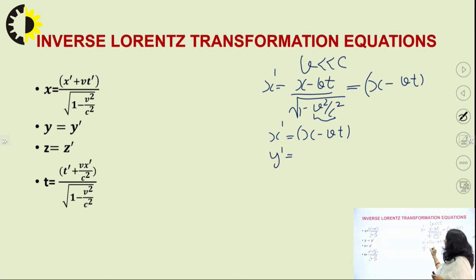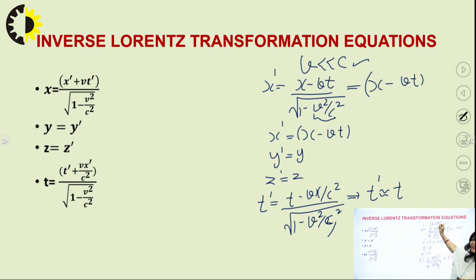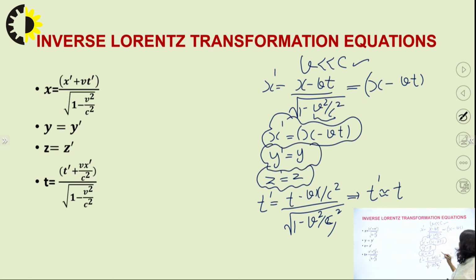Under this condition, y' is y, no change, and z' is z, no change. And the last one, the time transformation, t minus Vx upon C square upon root 1 minus V square upon C square. Under this condition, the denominator gives you 1. And since V is very, very small with respect to C, with C square in the denominator, this factor is approaching 0, so you can neglect it with respect to t. So t' is t. Under classical conditions, x' is x minus Vt, y' is y, z' is z, and t' is t.